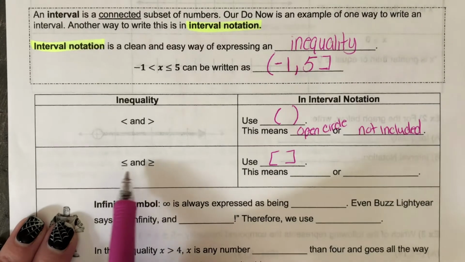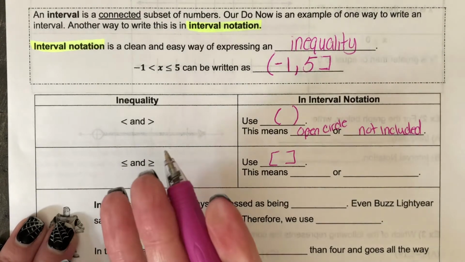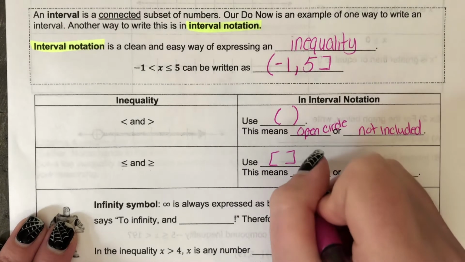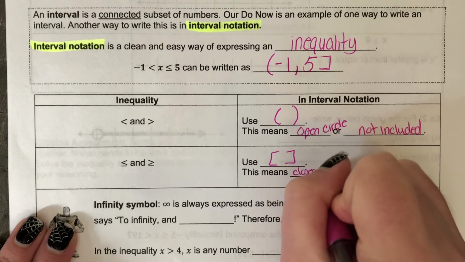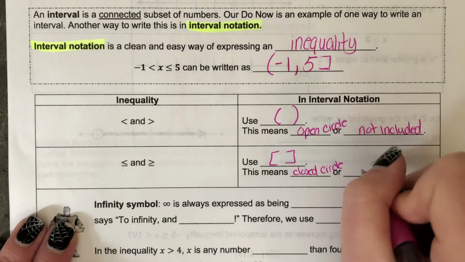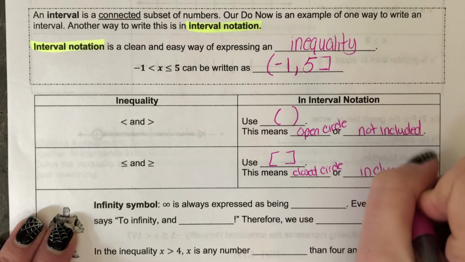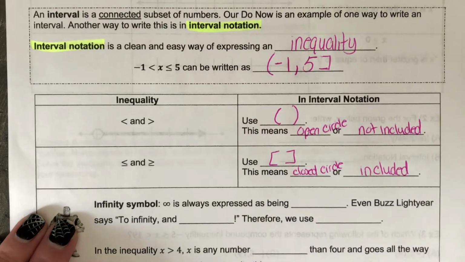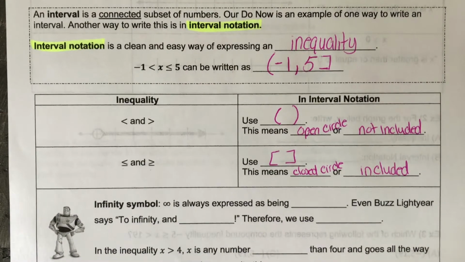And then again, since this is included, it could be the answer. This would get a closed circle on a number line. Or I could say this would be an included answer. It's a part of my answer choices. I could pick that number.